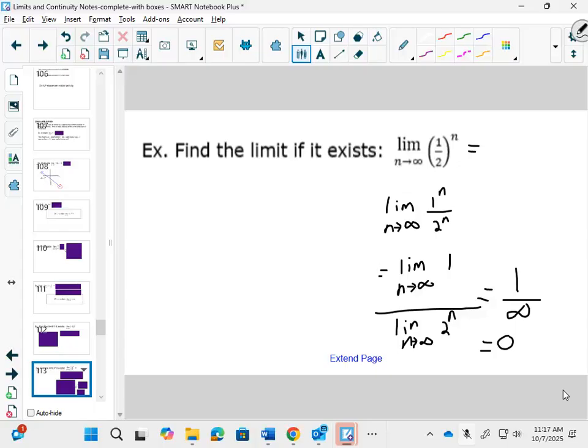Do you want to see a really weird limit? No. Yeah, it's really cool. It's like the coolest limit ever.